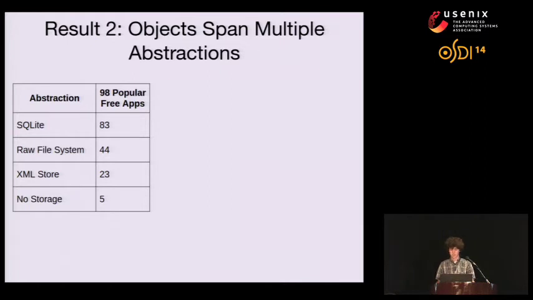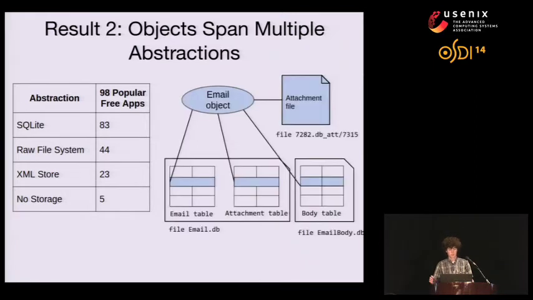Anecdotally, it looks like a lot of those that use the raw file system are using that to store large media files like images, ebooks, or video files. They also use multiple storage abstractions for individual objects. For example, the email object, which you might think could be stored in a single database row, is actually stored across 3 SQLite tables, 2 database files, and then another file for each attachment. So the applications will use all of the storage abstractions, potentially in complex ways.